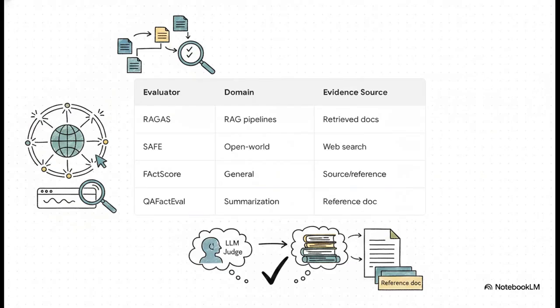Okay, Section 3, grading the AI. Since having humans manually fact-check every single AI generation is incredibly slow and, frankly, way too expensive, researchers use robust, automated diagnostics to test models at scale. And as we can see across these domains, there's no one-size-fits-all metric. If you're building a RAG pipeline, you use RAGAS to check retrieved documents. For open-world knowledge, you'd use SAFE. FactScore uses another LLM as a judge, and QA FactDevel is designed perfectly for testing document summarization. It's all about picking the right tool for the job.